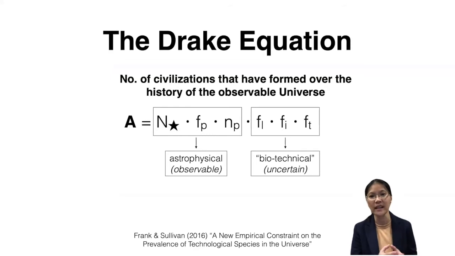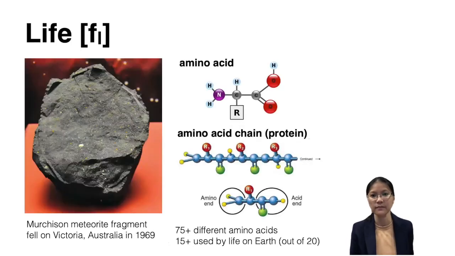The first three are astrophysical, and we looked at each of them. And now we will go to the next three, which are biotechnical and more uncertain. And we'll go through each one of them now. So the first factor is F sub L, or the probability that a planet in the habitable zone will form life.